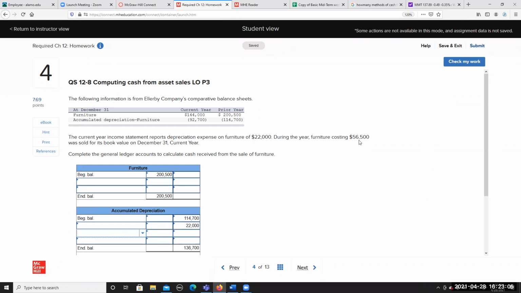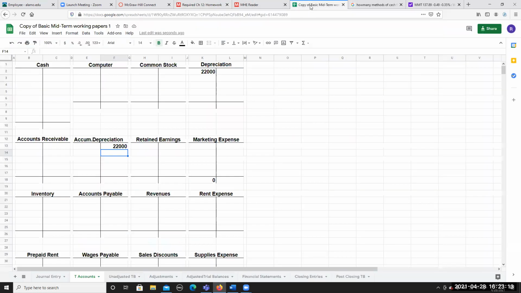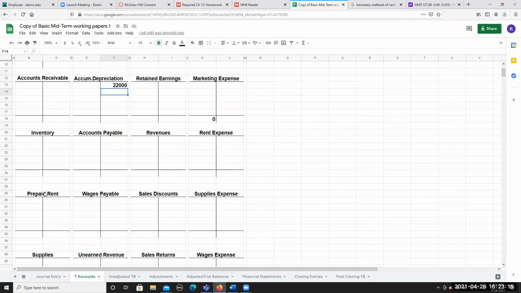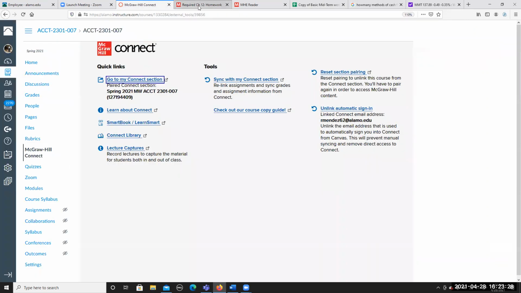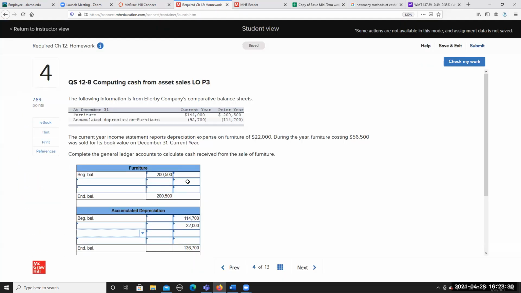During the year, furniture costing $56,500 was sold for its book value. So that means, let's go back to what the midterm looked like. We don't have equipment on here. Let's just assume it was a $56,500 computer. And if you get rid of it, you have to credit equipment. To get it off your books, you have to credit it. So in this problem, we have to put it on the credit side, right? $56,500 is gotten rid of.